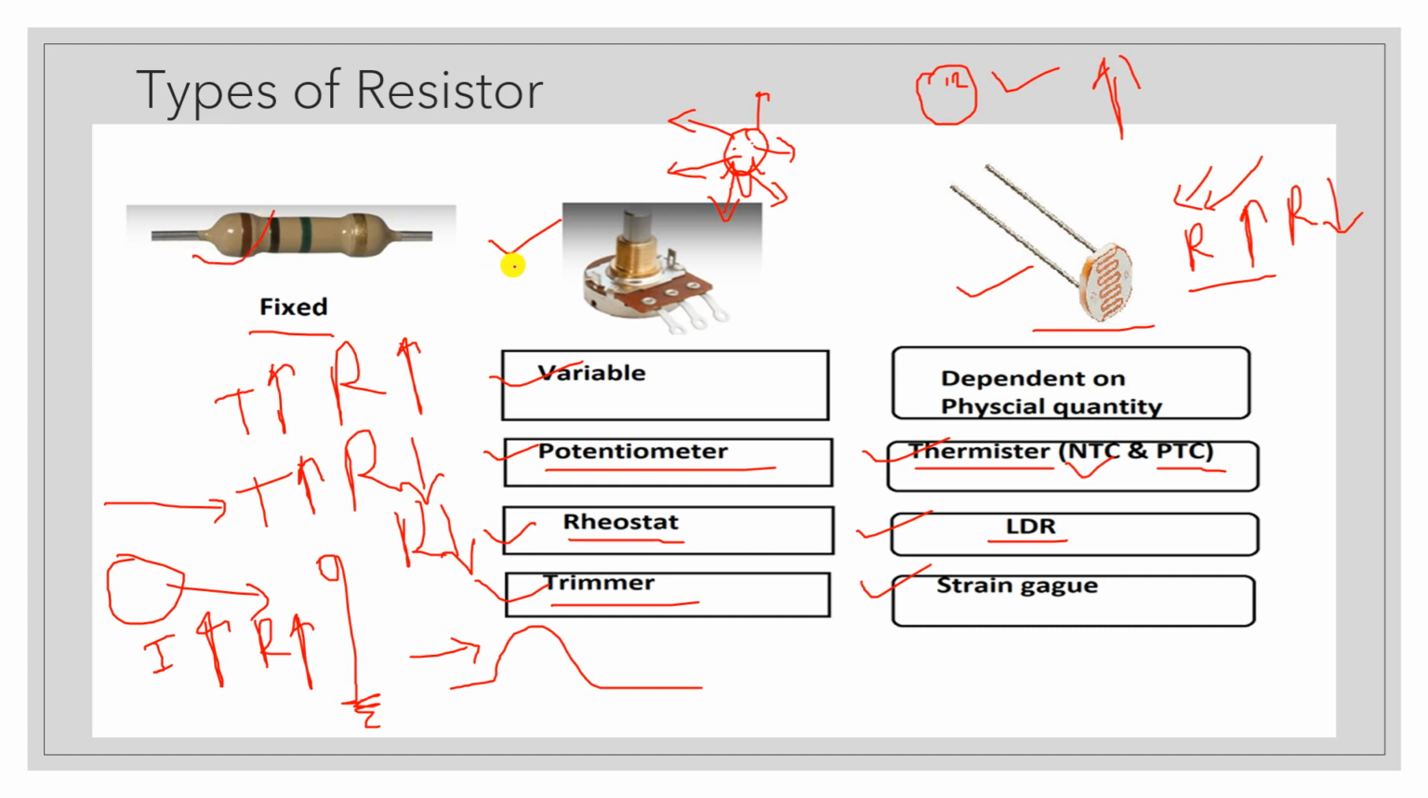Some resistors are useful for changing the value. For example, there are the potentiometer, rheostat, and trimmer. According to the physical quantity, there are three types: one is the thermistor, another is the LDR, and another is the strain gauge.